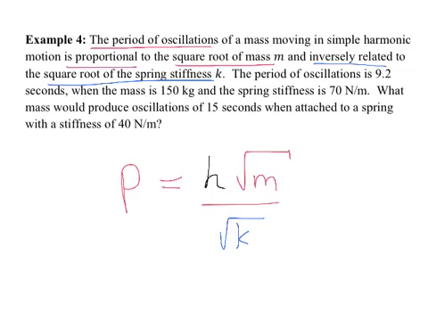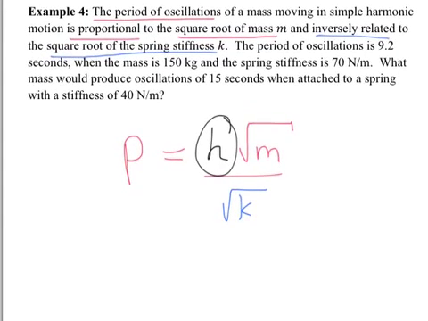So in this case now, instead of solving for K, we have to solve for H to start. Solve for that constant of proportionality, or constant of variation. We're told that the period of oscillations is 9.2. Where does that go in for? That goes in for P. The mass is 150. What does that go in for? And the spring stiffness, what was that defined as? K. The spring stiffness is 70. That'll go in for K.